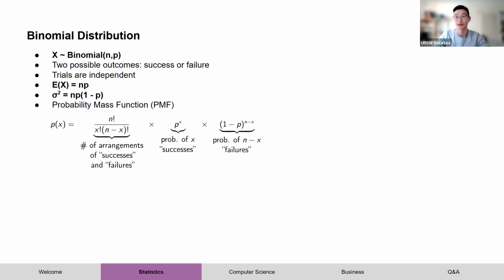Now, in a binomial distribution, it's also important to note that these trials are independent. And from there, you can also find the mean of a binomial distribution, which is just np. The variance is given by its mean times the complement probability, so the probability of failure. And you're also given that the PMF, the probability mass function, is given as shown below.